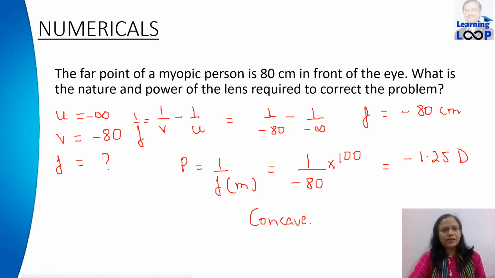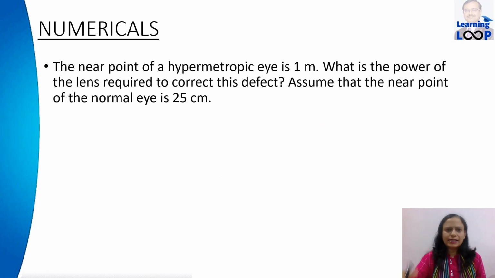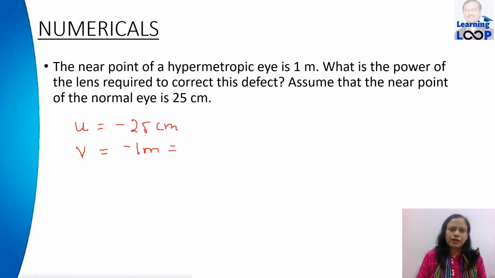There's one more question which you'll find in your NCERT exercise from the same chapter. Now this one is based on hypermetropia. The near point of a hypermetropic eye is 1 meter. Obviously, since you want the person to have a clear near vision, your U would be minus 25 centimeter, because the near point is minus 25. And the value given to you in the question, that is V, is minus 1 meter, which means negative 100 centimeters.